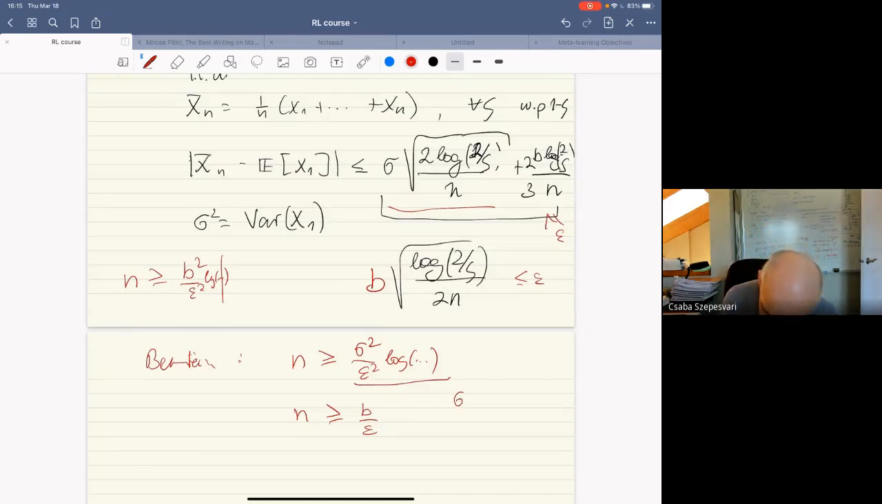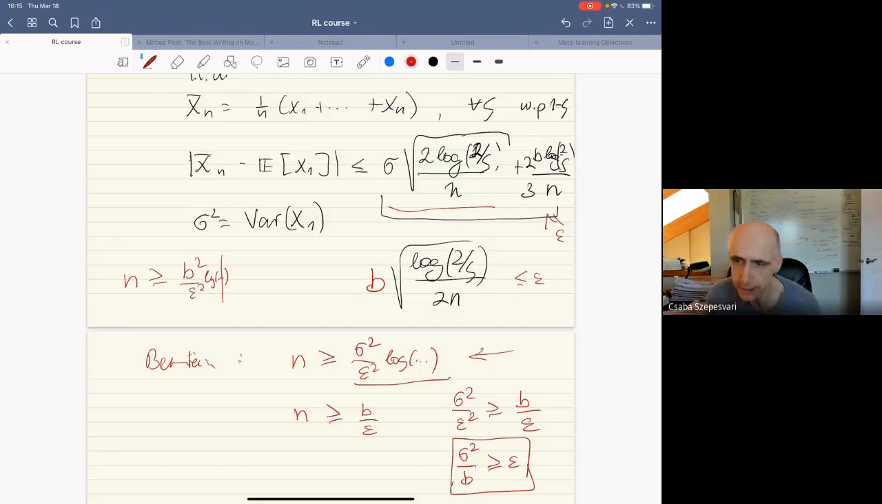So what is small enough? Small enough means that this guy is bigger than this guy, so then this guy is the dominating term. And this always holds if epsilon is smaller than or equal to sigma squared over b, right? So the story is that you can improve on sample complexity using Bernstein's inequality, for precision which is smaller than variance divided by range. Okay, so that's going to be a number. For high precision, Bernstein just improves upon Hoeffding.